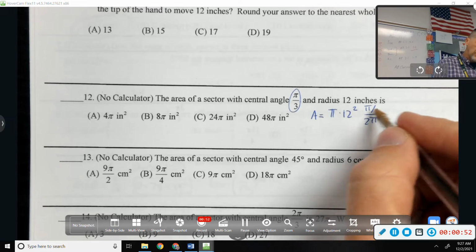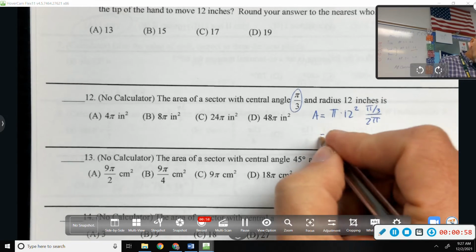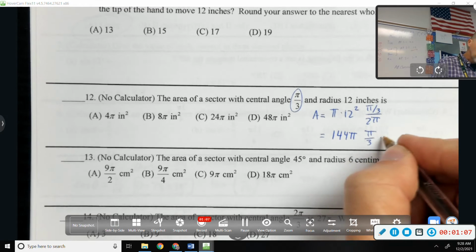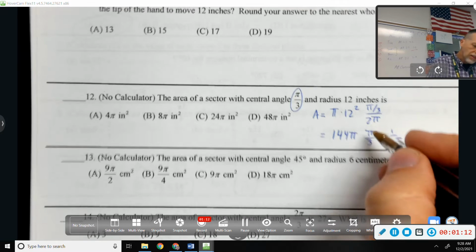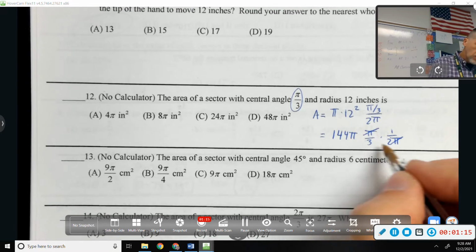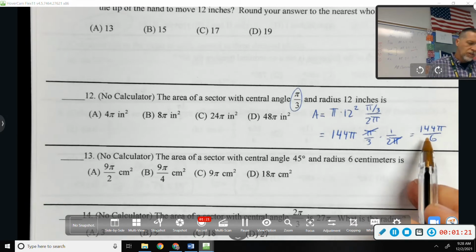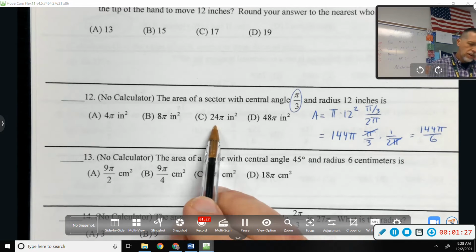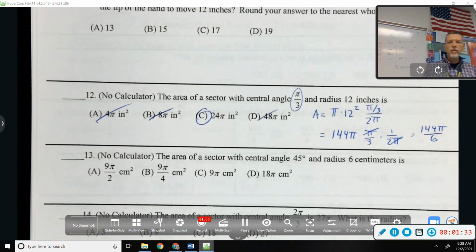So let's see here. We got all kinds of fractions going on. Let's see. 144 pi. And then pi over 3 divided by 2 pi. That might be easier to write as pi over 3 times 1 over 2 pi. Keep it, change it, flip it. We should be able to do that. Pi's cancel. 144 pi over 6. But I bet 144 is divisible by 6. In fact, I bet it's 24. Because it's not 8, it's not 4, it's not 48. So it has to be 24.